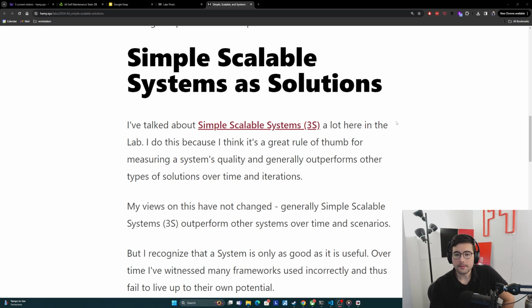Simple scalable systems as solutions. I've talked about simple scalable systems a lot here in the lab. I do this because I think it's a great rule of thumb for measuring a system's quality. And generally, these simple scalable systems outperform other types of solutions and systems over time and iterations, especially across differing scenarios. Now, my views on this have not changed. Generally, simple scalable systems outperform other systems over time and scenarios.